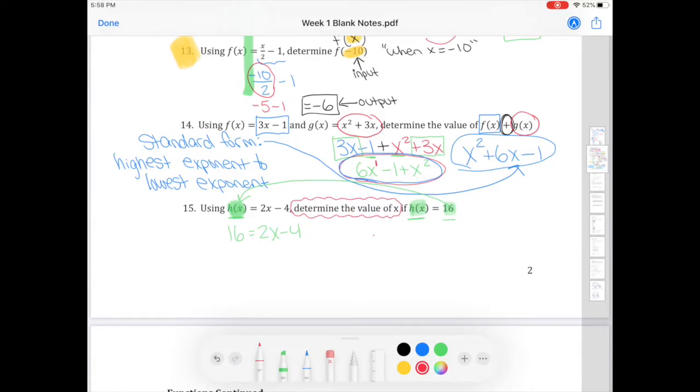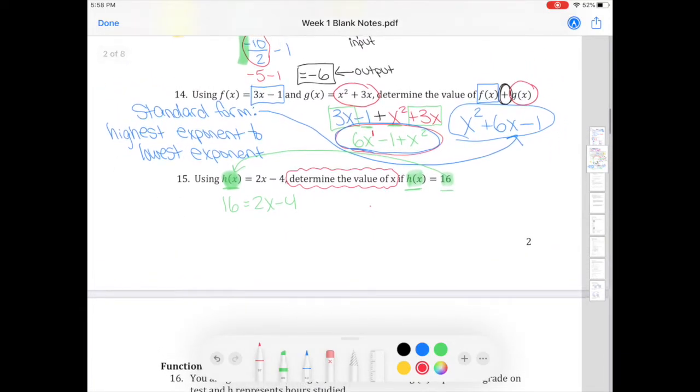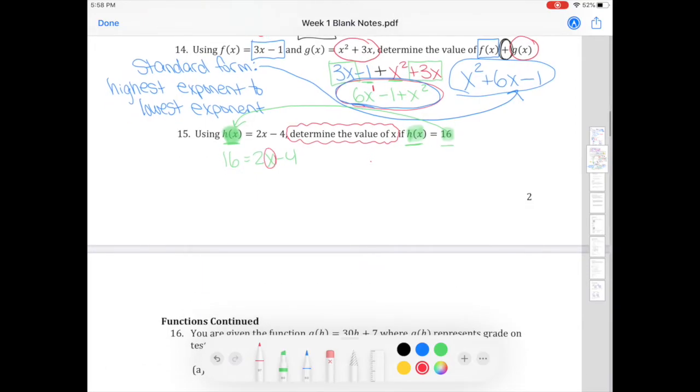And then if you look, the way they worded the question is different too. It says determine the value of x. So you have to now solve this for x. This is what we're going to be doing next week. So if you don't understand what I'm going to do real quick here, don't stress about it. Again, we're going over it all next week.